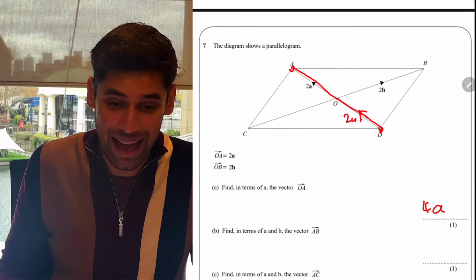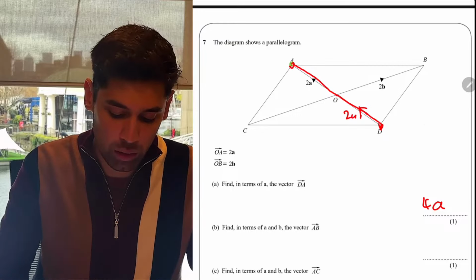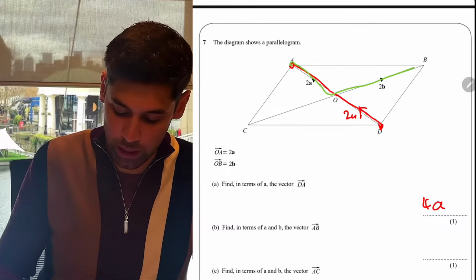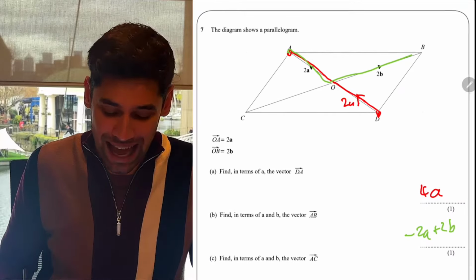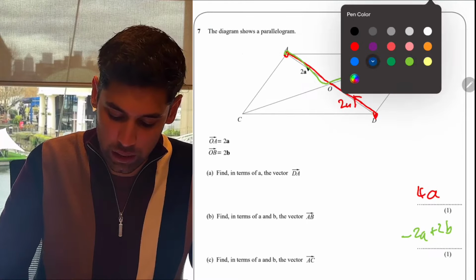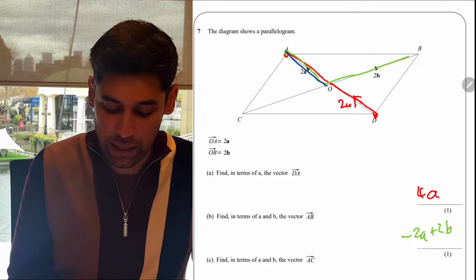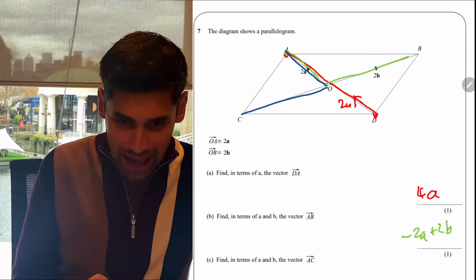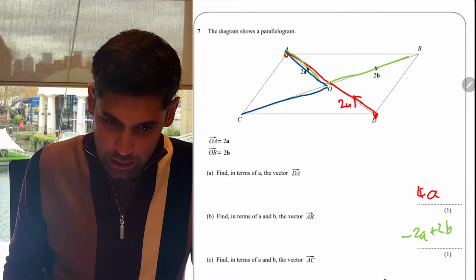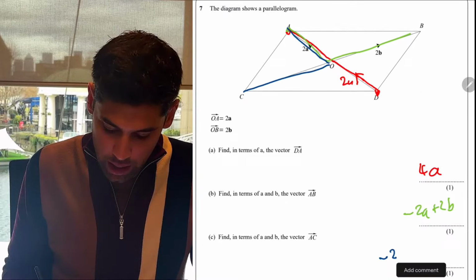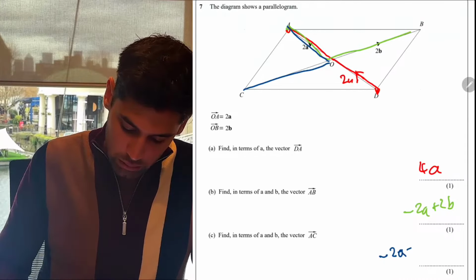Find in terms of A and B the vector AB. Well, let me change the color on this. AB, we would go there and there, minus 2A plus 2B. And then the last one, find in terms of A and B the vector AC. Let's change the color once again. Let's go for a nice deep blue this time. AC, we would go minus 2A minus 2B, because that length there, CO, is the same as OB because of the midpoint. It's going to be minus 2A minus 2B.